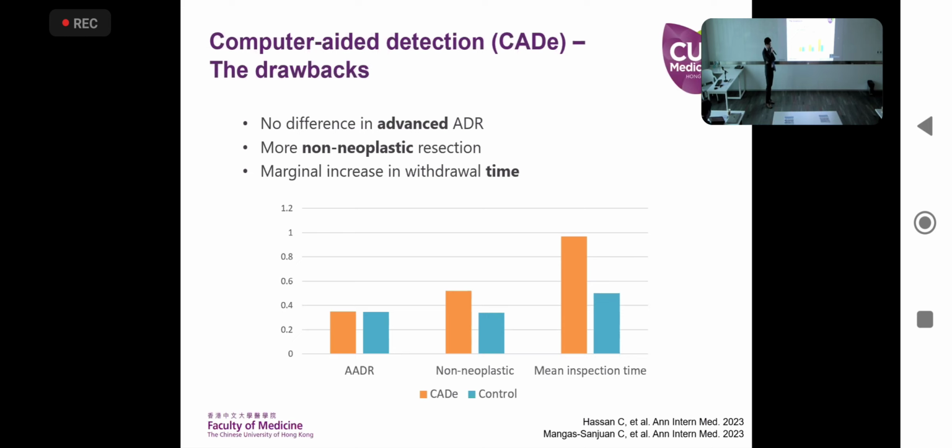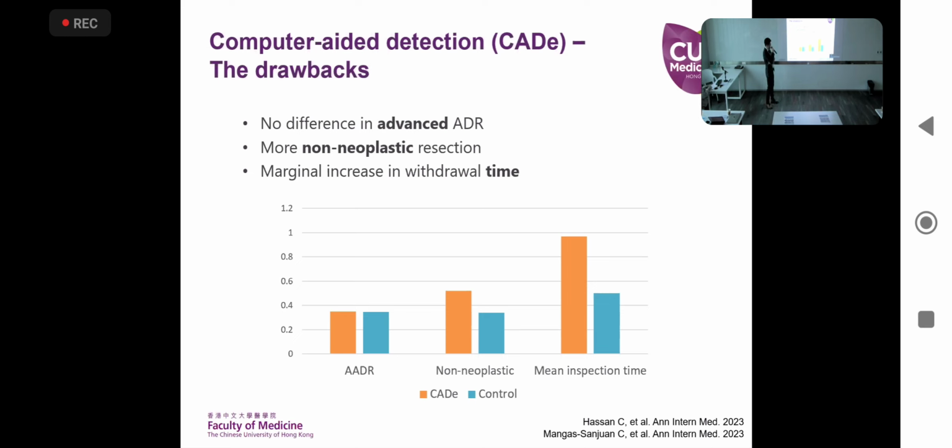First of all, there is a large randomized trial published in Annals of Internal Medicine earlier by a Spanish group showing that there's actually no difference in terms of the advanced adenoma detection rate, meaning that we are actually doing a good job, that we can still see big polyps and also advanced polyps that were not missed by us.